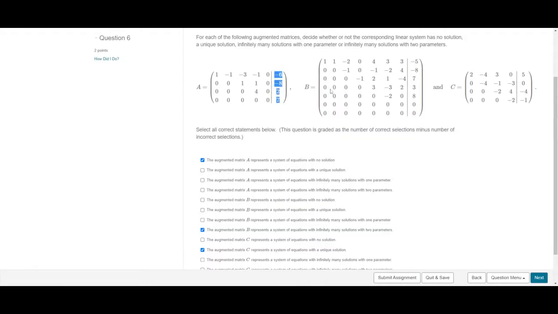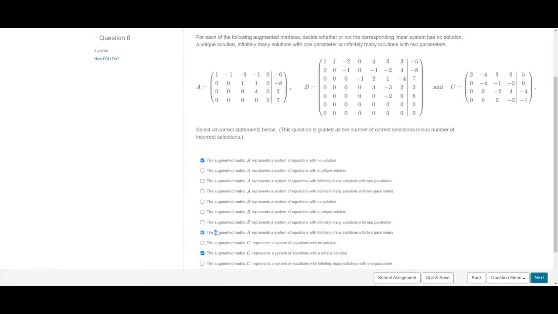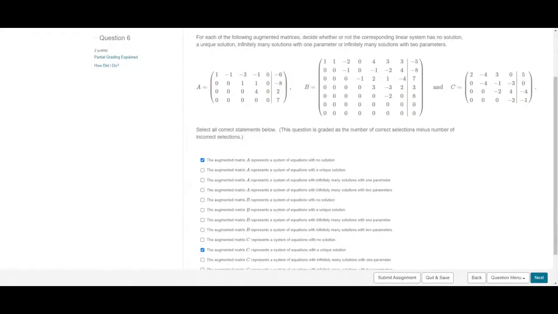What about part B, people? Matrix B. I've said the augmented matrix represents a system of equations with infinitely many solutions and 2 parameters. Okay, so how did I decide that? Does anybody know? How did I decide that? I mean, I'm correct, right?